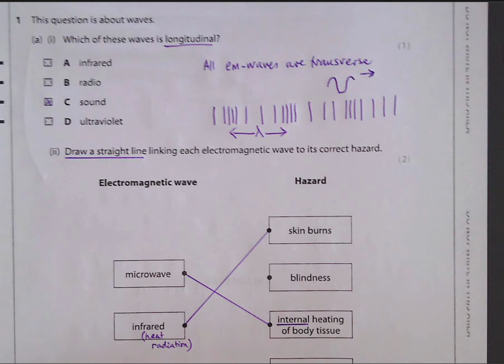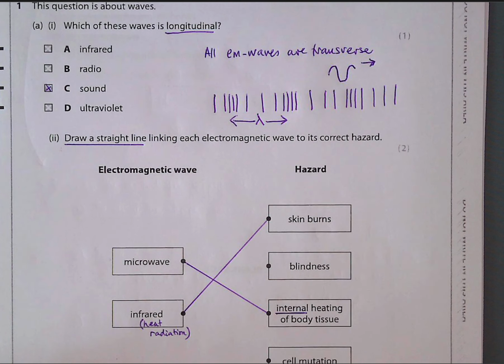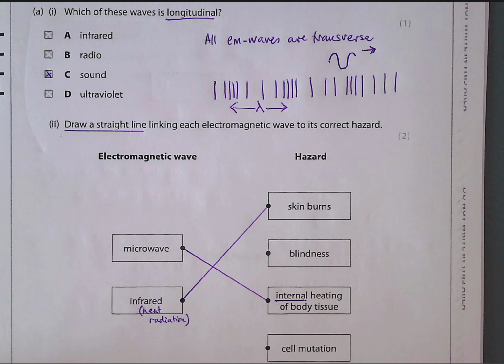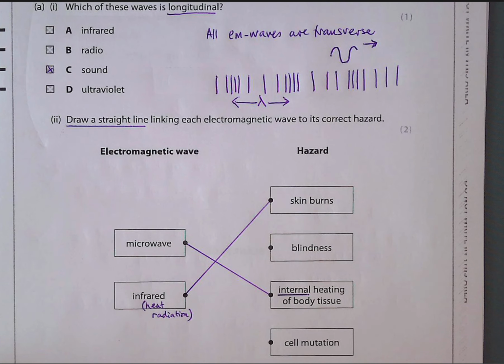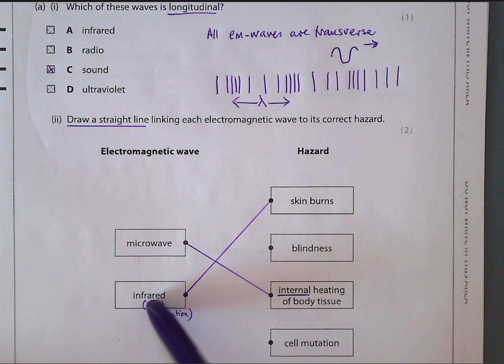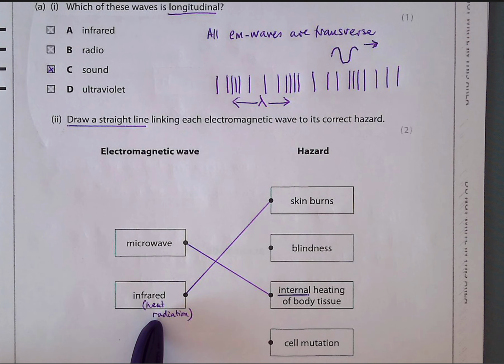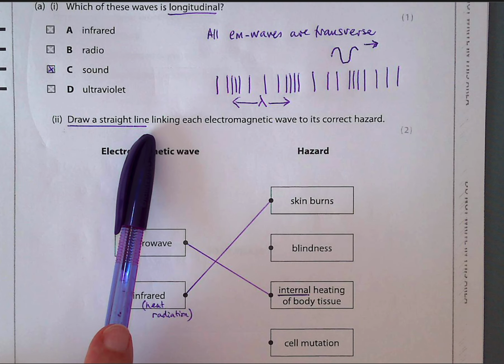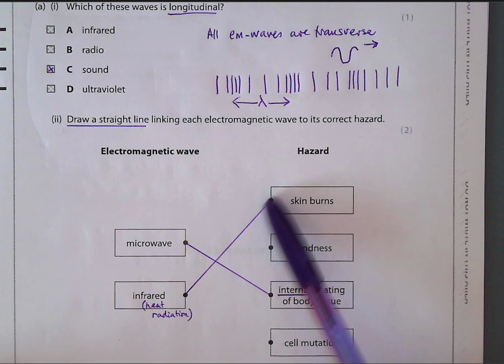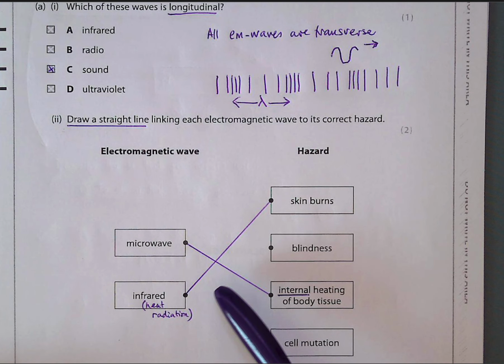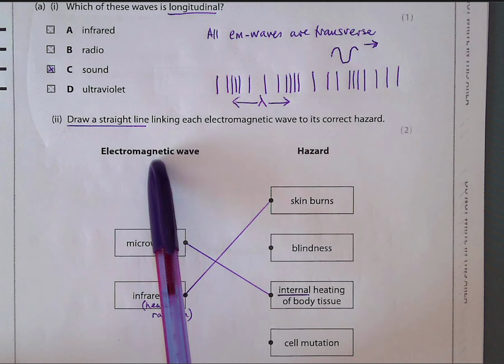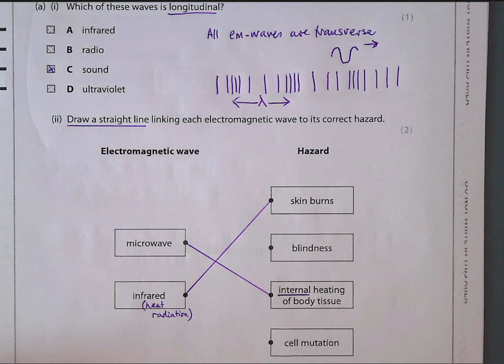So then the rest of the question is on electromagnetic waves, and they're giving you a task where they're giving you 2 examples of electromagnetic waves: microwaves, infrared, which is basically heat radiation, so it's what you feel on your skin when it warms up, and they want you to draw a straight line. So I don't know how strict they'll be in the exam, so you need to bring a ruler and do as they say, just to make sure you don't lose a mark for a silly reason. Link each of the electromagnetic waves shown, so these 2, to its correct hazard.